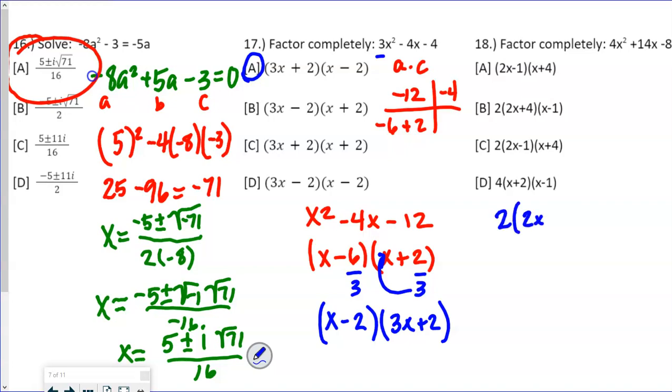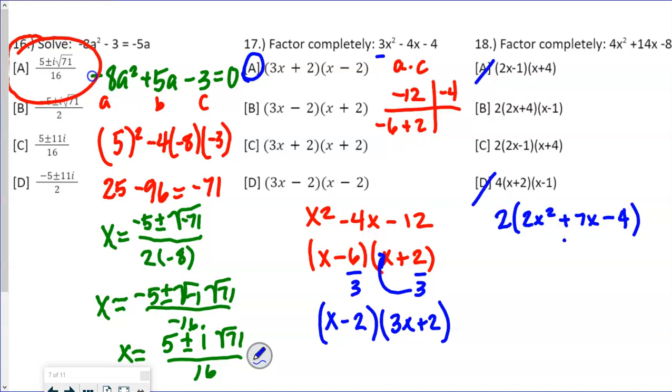So that's going to give us 2x squared plus 7x minus 4, right? So the first one and the last one don't have the GCF of 2. Do y'all notice that? So I can mark through those. Then I just need to factor this thing, okay?